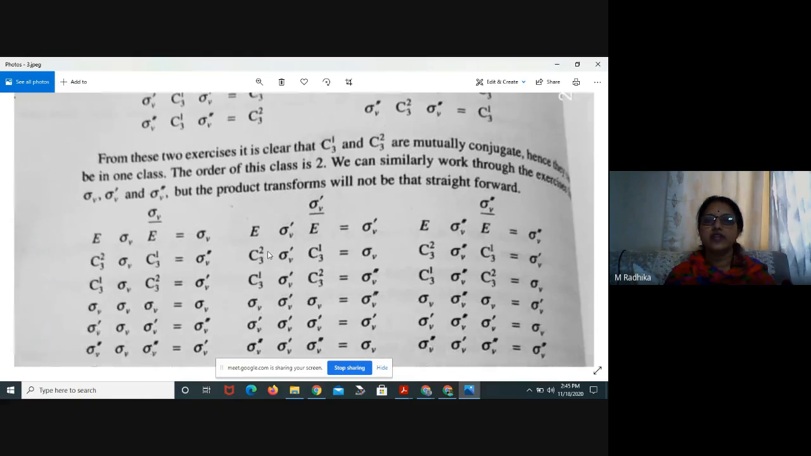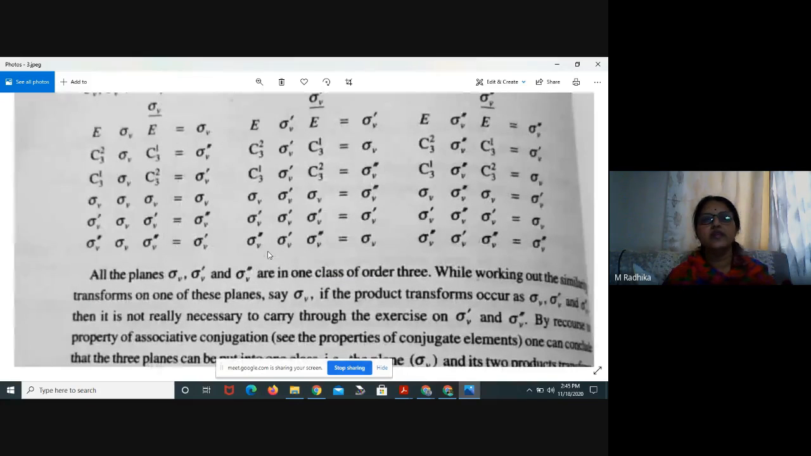Then the third class: whenever you do these sigma v's, whatever way you do, whichever combination you do, you will always end up in either sigma v, sigma v prime or sigma v double prime, only these three. Okay, only these three you are going to get. So the order of this class is 3. When you work out all this, it shows that the order of this class is 3.